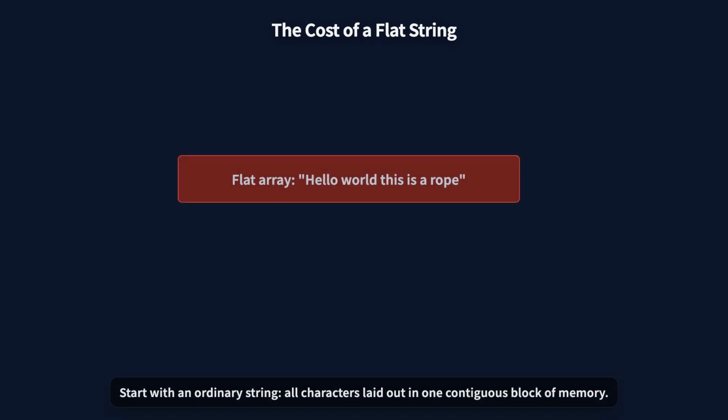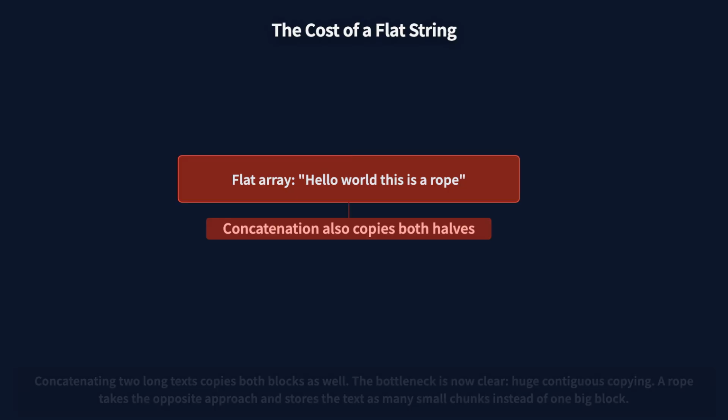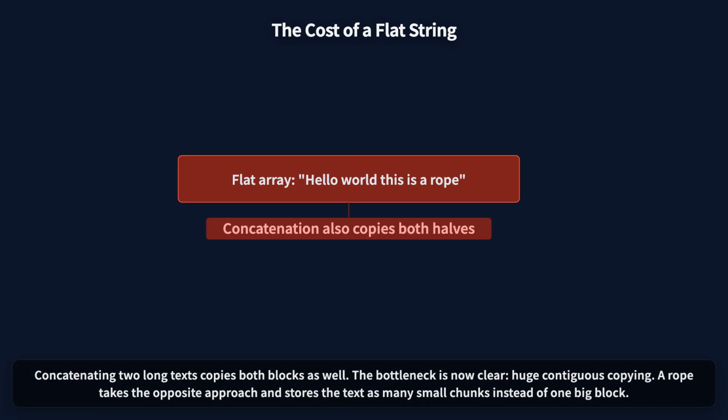Start with an ordinary string, all characters laid out in one contiguous block of memory. Reading by index is fast, but inserting or deleting must move everything after it, which is big O of n. Concatenating two long texts copies both blocks as well. The bottleneck is now clear: huge contiguous copying.